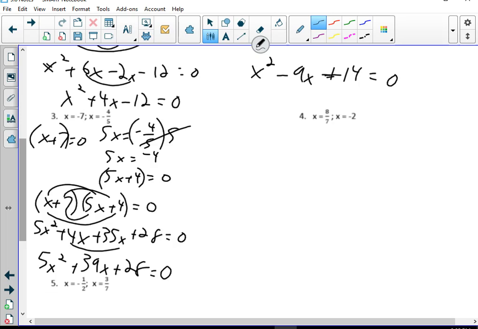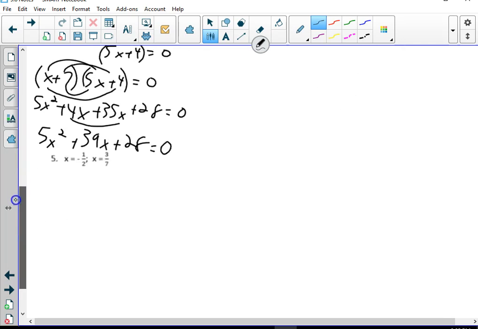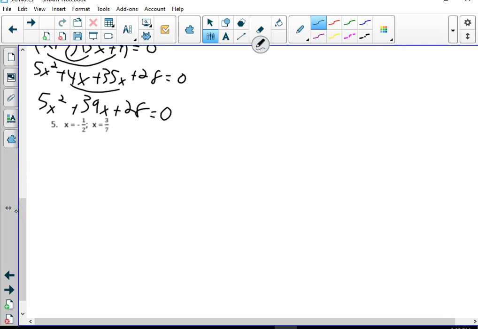So let's skip number 4 because it's kind of like number 3. I'll just do number 5. So for x equals 1/2, x equals 3/7, we're going to do both of these because it requires a little bit of work. First thing we do is got to get rid of that denominator. So we're going to multiply both sides by 2. That cancels. That gives me 2x equals negative 1. Since I want it equal to 0, how do we move 1 over? Add 1. Very good. 2x plus 1 equals 0.